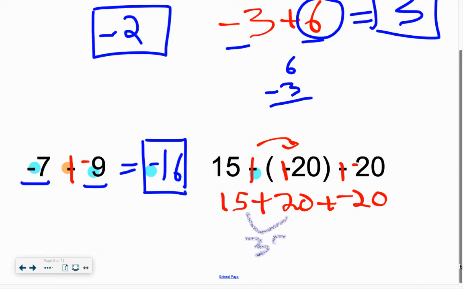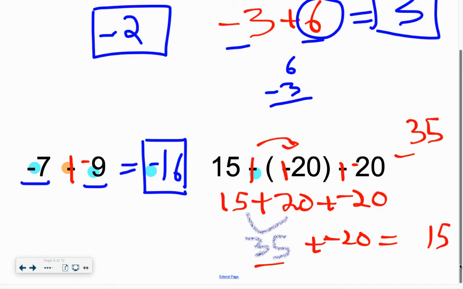In class, we talk about it, but if not, right here, take them two at a time, add those together. They're both positive. That gives you 35 plus a negative 20. Don't lose that negative sign. Since the positive has a larger absolute value, that's going to give you the final answer of 15.